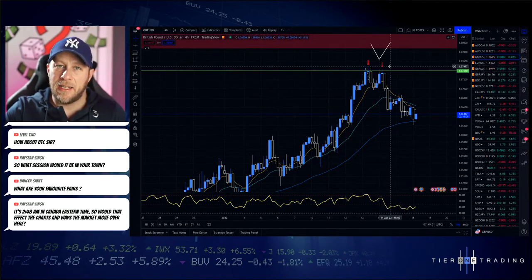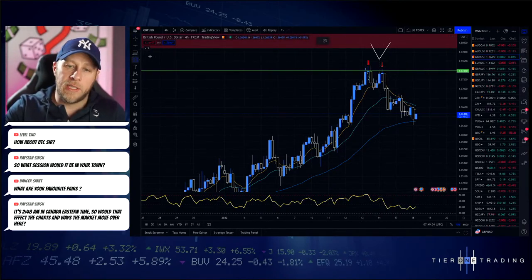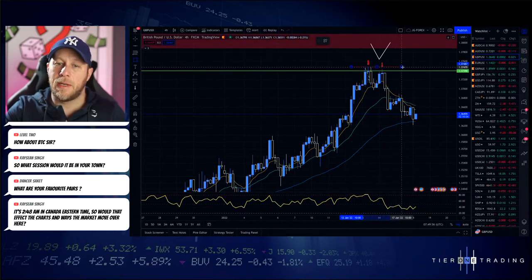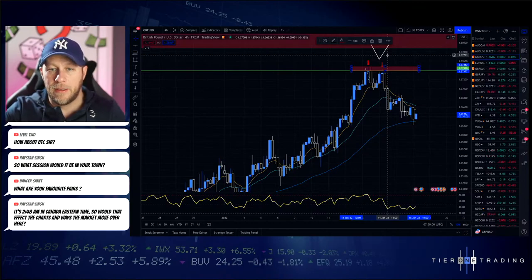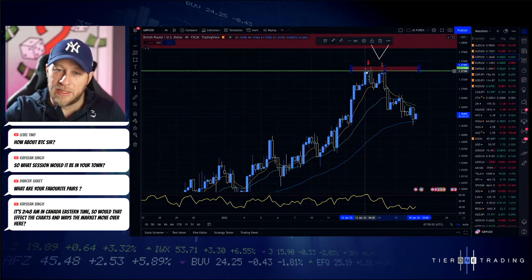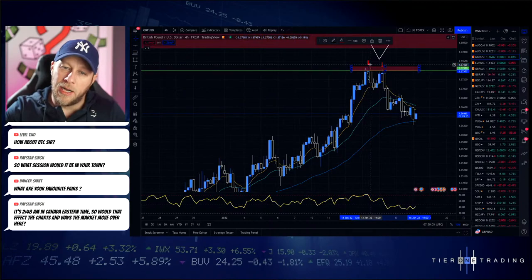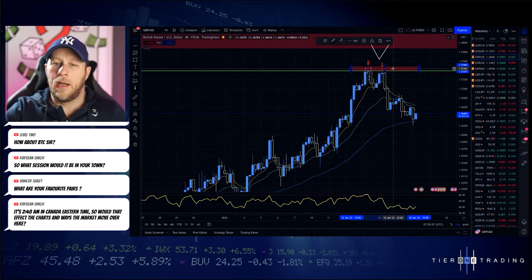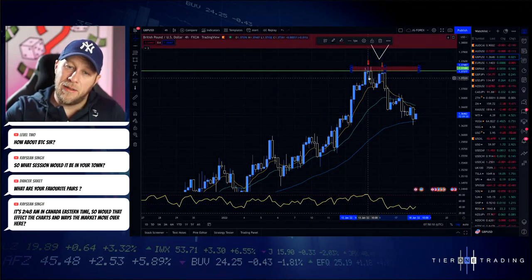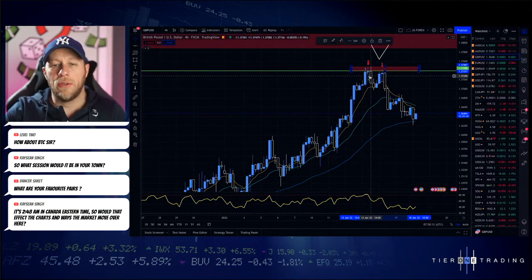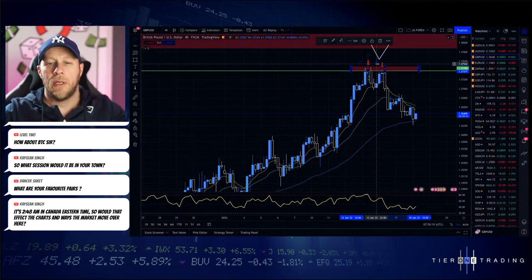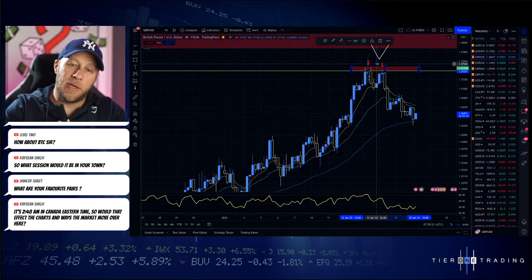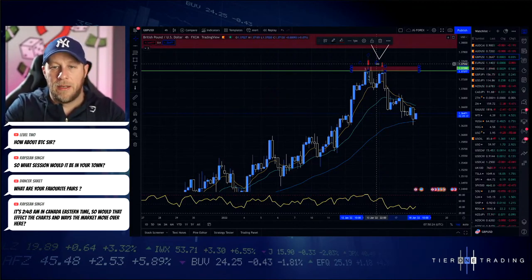For the second test to be valid, it must test the highs of the first test, but not break and close above the high. The high of the first test is the wick between the highest high and the highest close. The second test must test that wick, but not close above the high of the wick. I know that sounds complex when you're just saying it for the first time, but it's actually very simple. The second high must test the previous high, but not close above it. That's it.